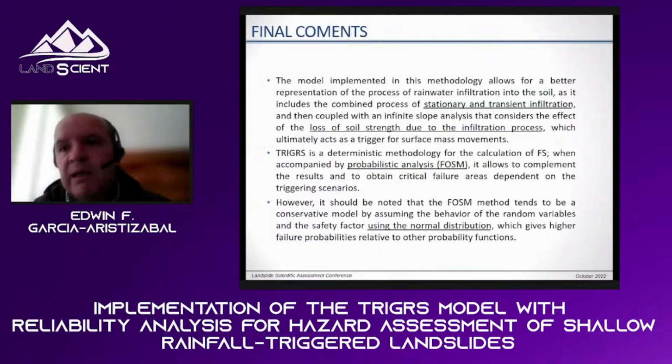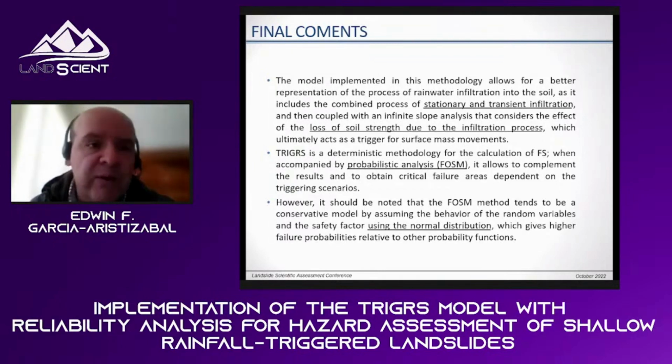To conclude, I would like to mention the following. This methodology allows for a better representation of the process of rainwater infiltration into the soil. And it includes combined process of stationary and transient infiltration, especially the transient infiltration when we have large periods of rainfall, which are very useful to analyze the topic of a landslide triggered by rainfall. And they are coupled with an infinite slope analysis that considers the effect of the loss of strength due to the infiltration process.